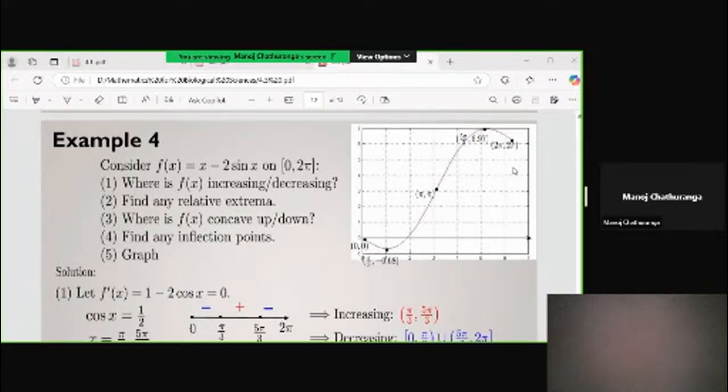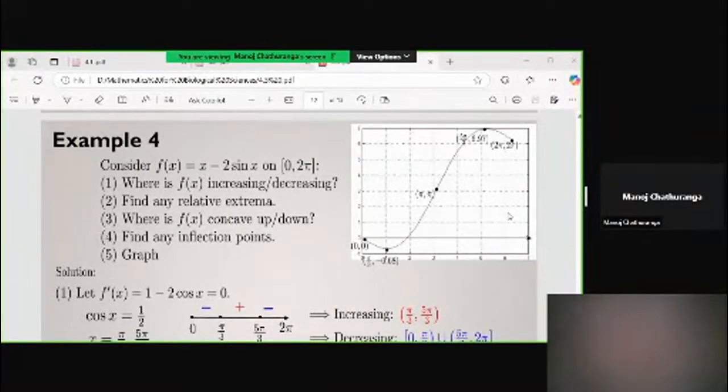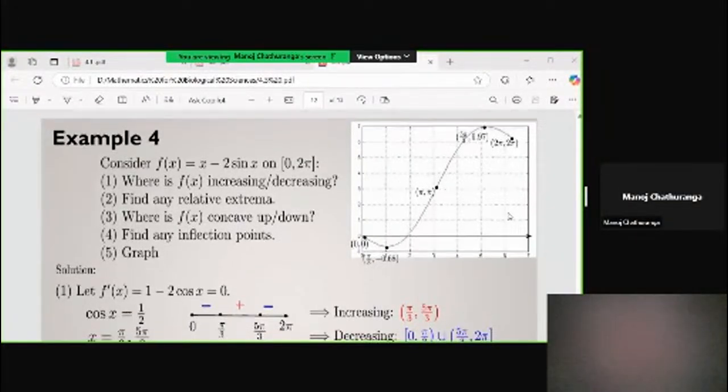I'm quickly going through these examples, and I'm hoping that you will self-study these pictures and examples later by yourself.